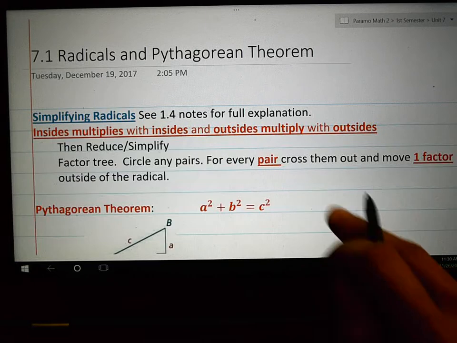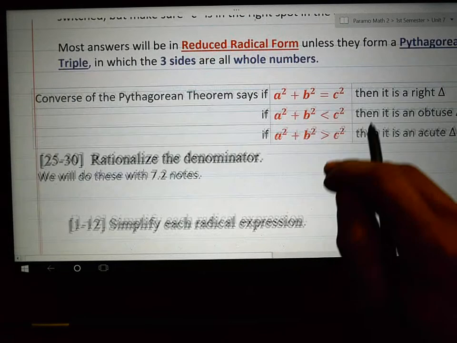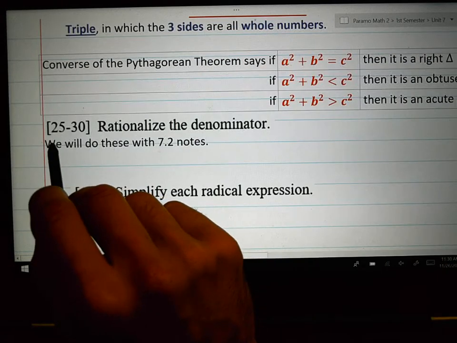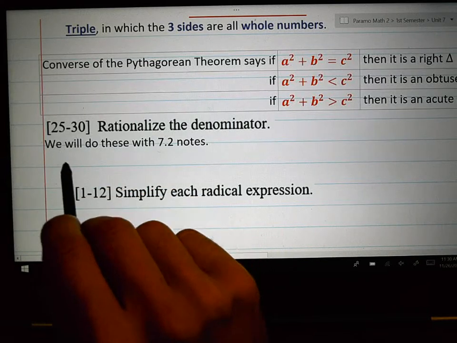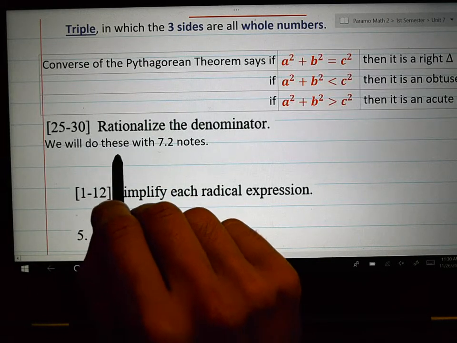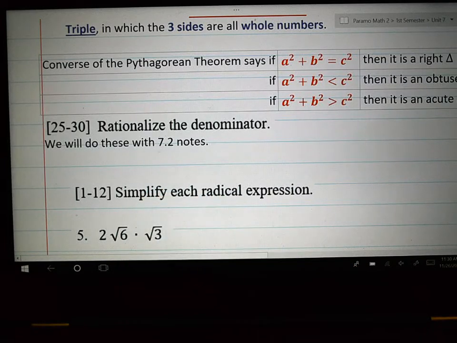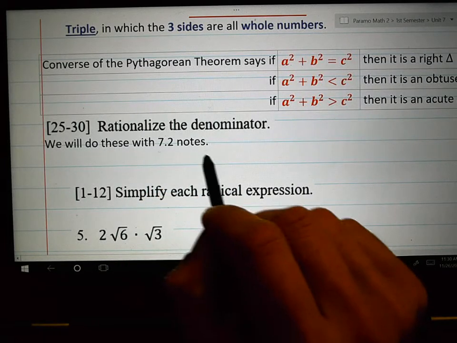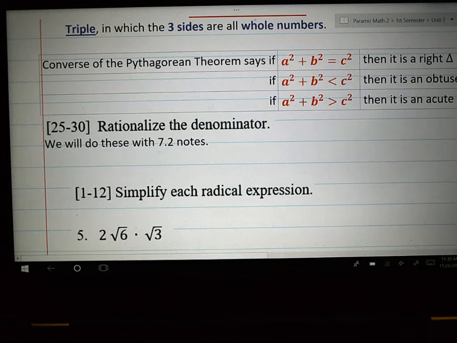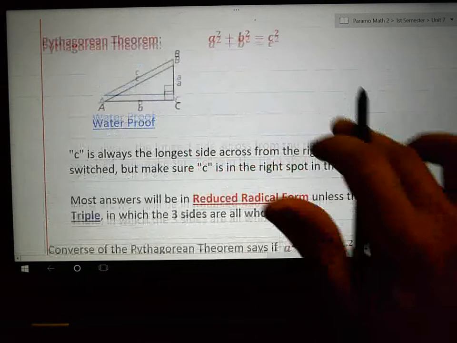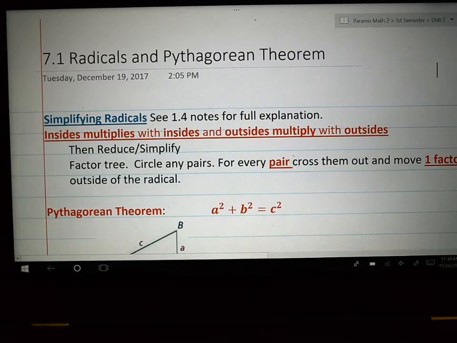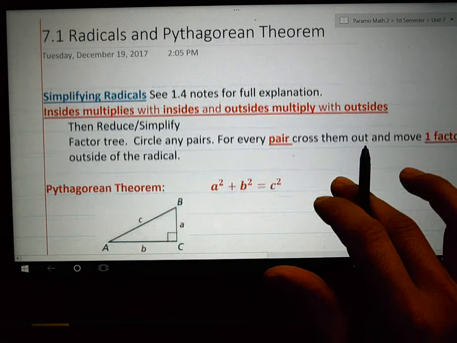And the only other thing I have to say about radicals is that on numbers 25 through 30, we are going to skip those for now, and we are going to do those at the start of the 7.2 notes. So if you see those, you can circle them just to remind yourself that you're not going to do those today. The plan is we're going to do those on Wednesday, because I felt like there was too much to cover in 7.1 if I were to throw that extra stuff in there. Okay?